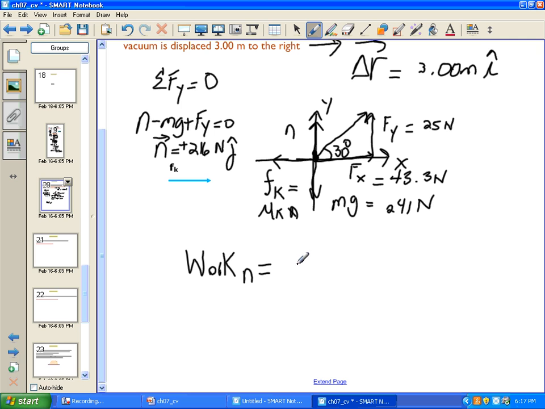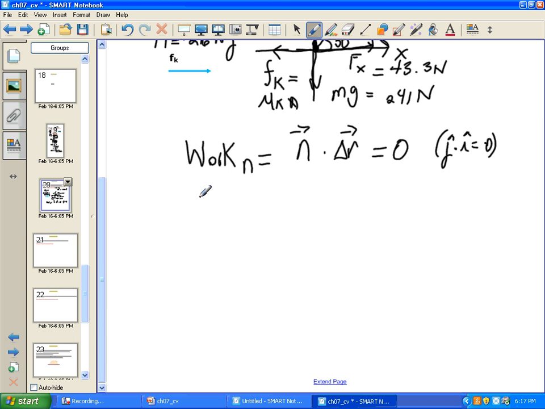So the work done by the normal force, N dot delta R, equals 0. Why? Because delta R is in the i hat direction, N is in the j hat direction, and if you recall, j hat dot i hat equals 0. So no work is being done by the normal force.